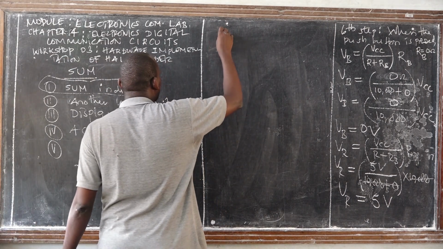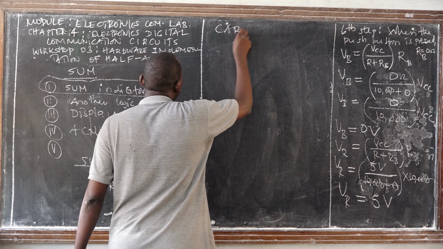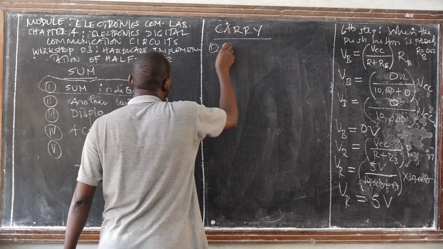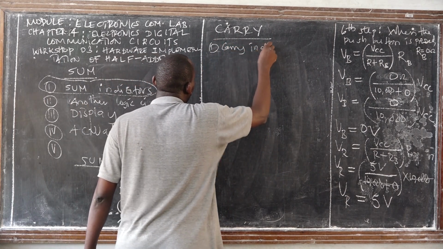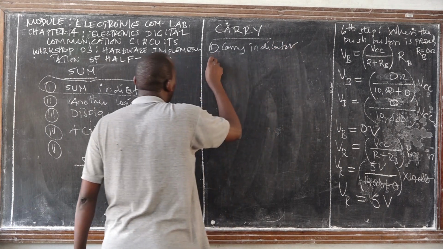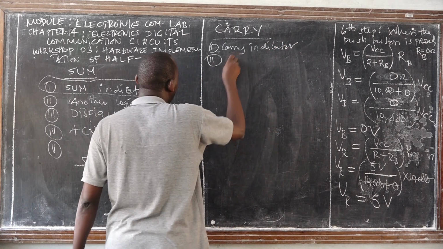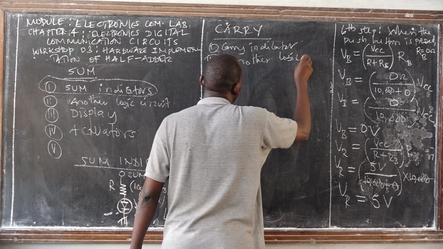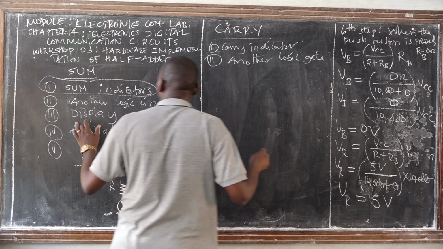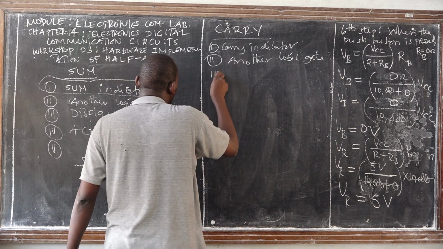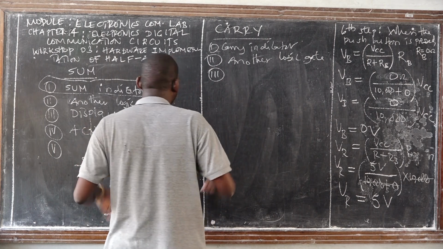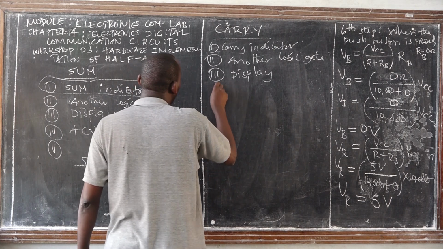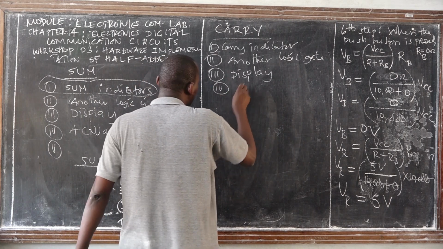Then let us open the block of carry. For the carry, we can also have a carry indicator. We can also have another logic circuit connected with the carry. It can be either the same half adder or maybe an encoder or any sequential logic circuit. This carry might also be connected with a display, and the block of carry might be connected with an actuator.